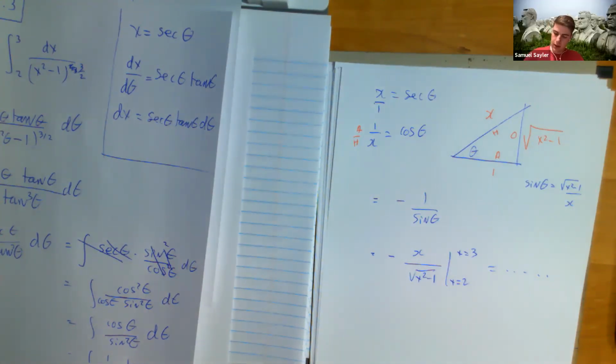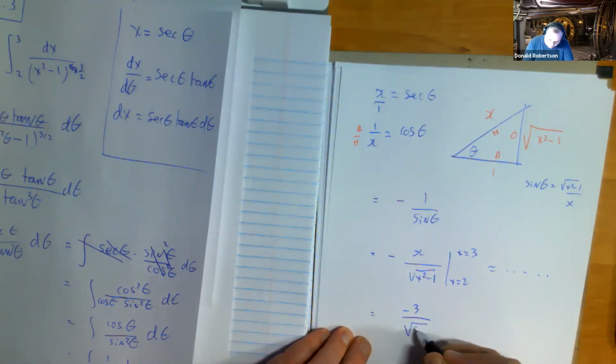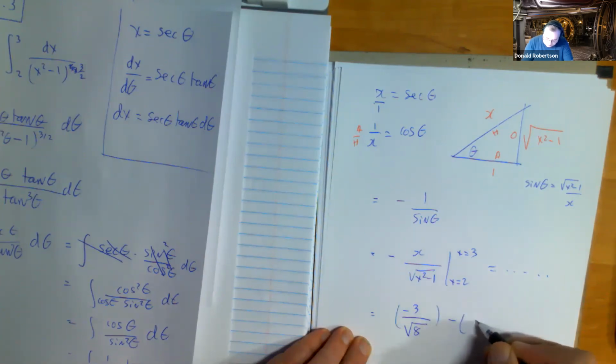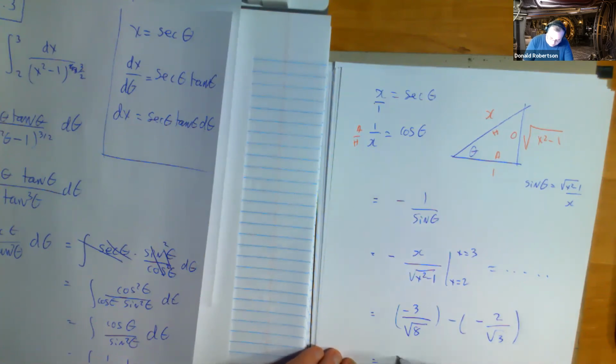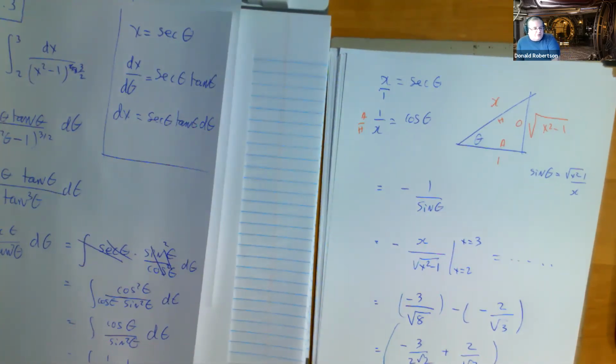I feel like I had gotten everything up to that point the same way and gotten the same answer up to there. But okay, let's take it. So it's negative 3 over the square root of 8, take away negative 2 over the square root of 3. So what's that? Negative 3 over 2 root 2 plus 2 over root 3. I don't know if they tidied that up or not, but there's not much you could do to make it pretty.